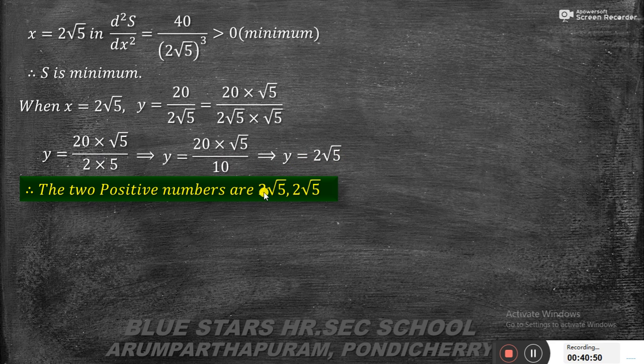Therefore the positive numbers are 2 root 5 comma 2 root 5. These are the two numbers. We multiply these two numbers and we get the answer, that means 20. 2 root 5 into 2 root 5, 2 2s are 4, 4 into 5, 20. So the given condition is satisfied.